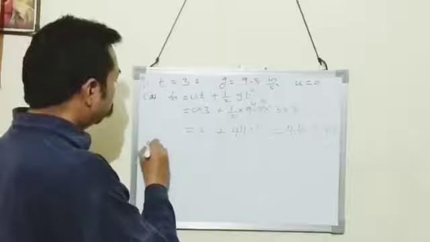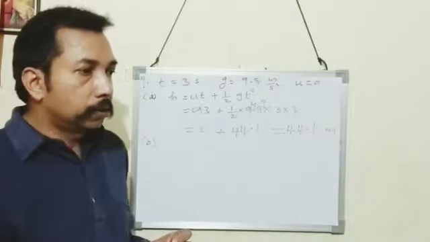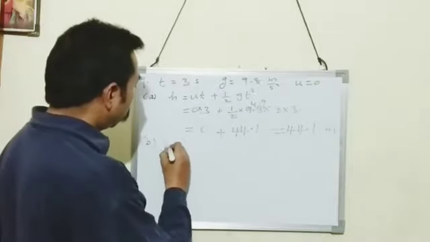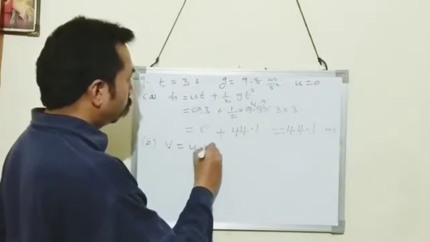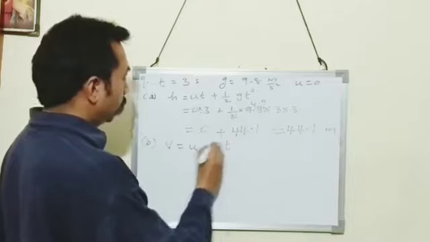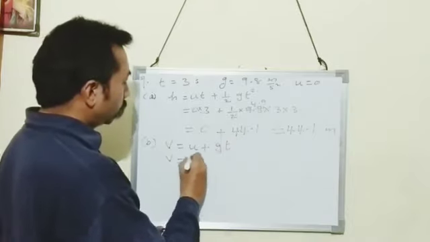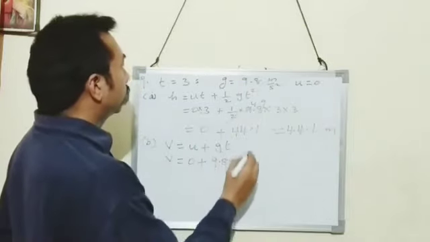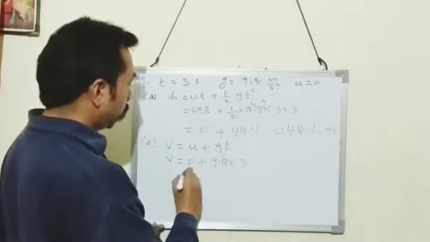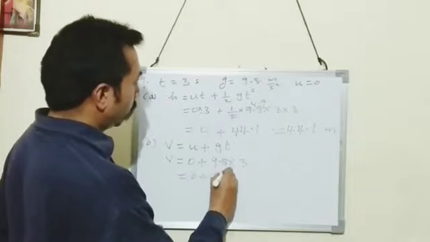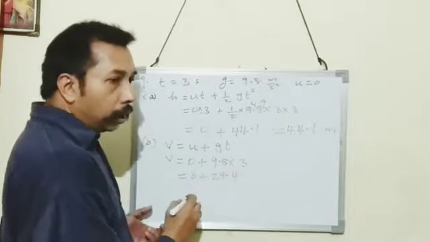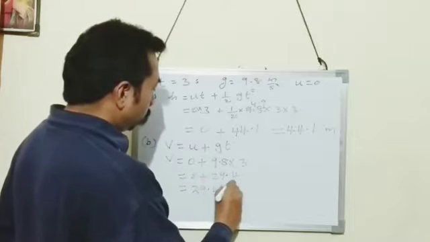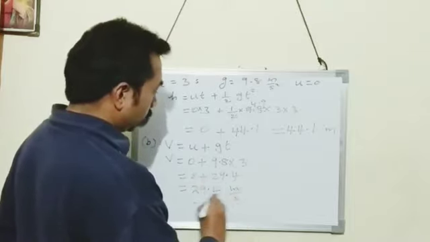Now it's part B. What is the velocity with which the ball will strike the ground? So we write the formula v is equal to u plus gt. u is 0, 0 plus g is 9.8 and t is 3, 9.8 into 3, which is equal to 29.4. 0 plus 29.4, that is equal to 29.4 meters per second.